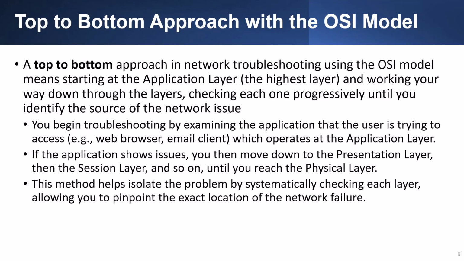A top-to-bottom approach in network troubleshooting using the OSI model means starting at the application layer, the highest layer, and working your way down through the layers, checking each one progressively until you identify the source of the network issue. You begin troubleshooting by examining the application that the user is trying to access, such as web browsers or email clients, which operates at the application layer.